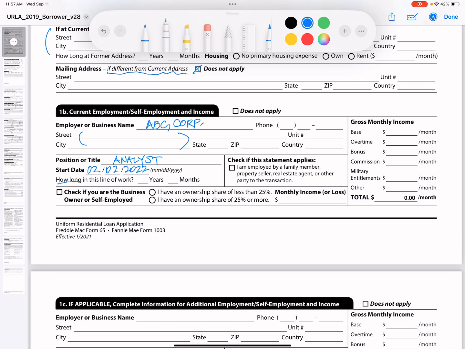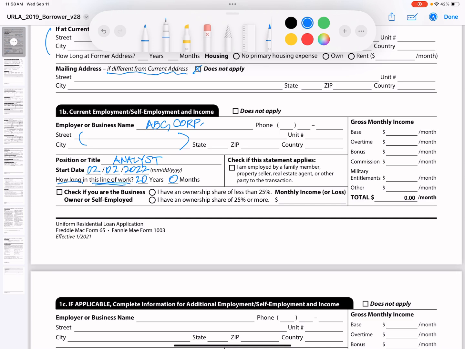Now, this confuses people sometimes. How long in this line of work? That is not the time you've been at the job unless the entire time you've been in that line of work, you've been on that job. But let's say you started working at this company 2 years ago, but you've been in that field or that line of work for 20 years. That's where you'd say 20 years. So while you've only been on this job since 2022, you've been in this line of work 20 years.